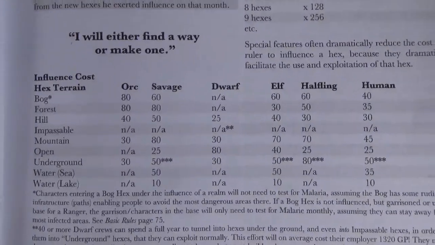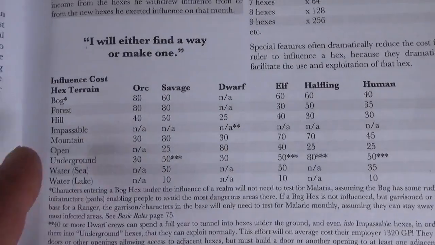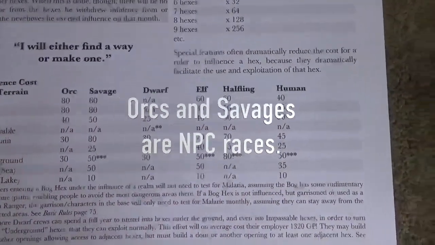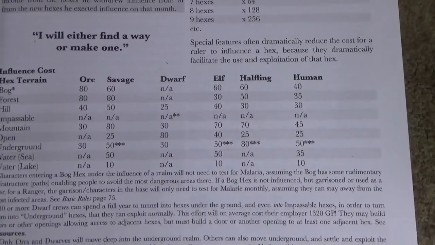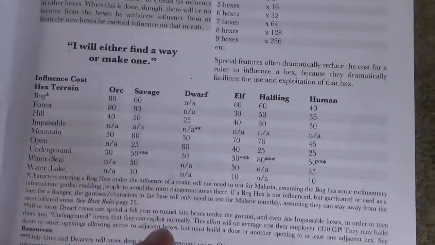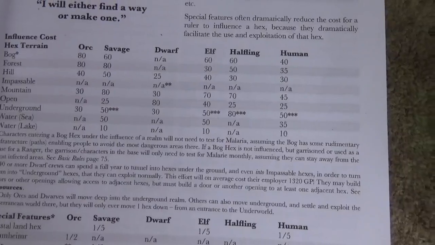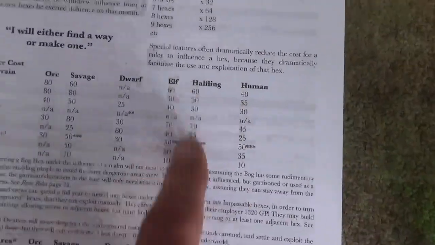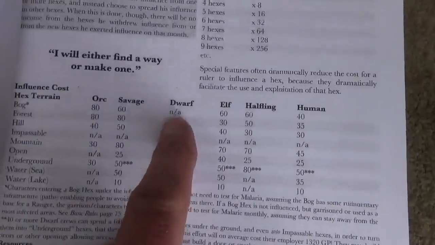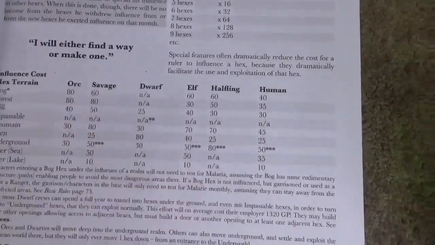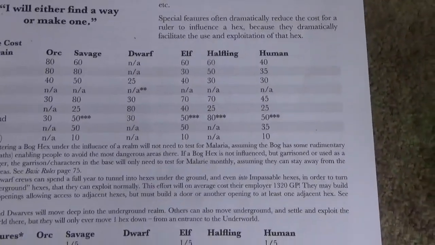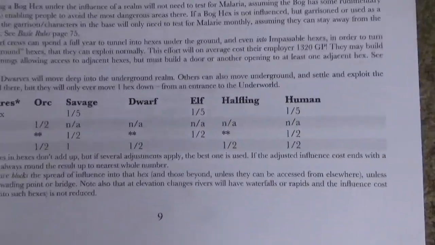And here you have a simple list of influence cost for the different NPC races for the Game Master to control. Because NPCs can of course also build domains here. And as you can tell, the different terrain types have different cost for each. Some cannot influence the hex at all, but of course they can still claim the hex and make it part of their realm. And you have some special features.